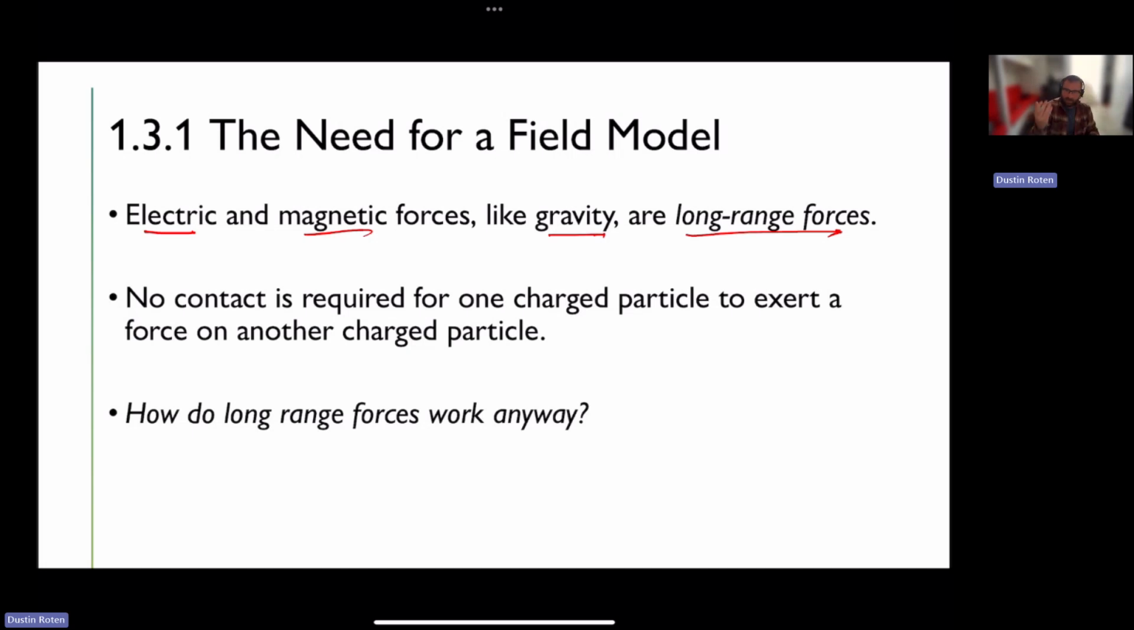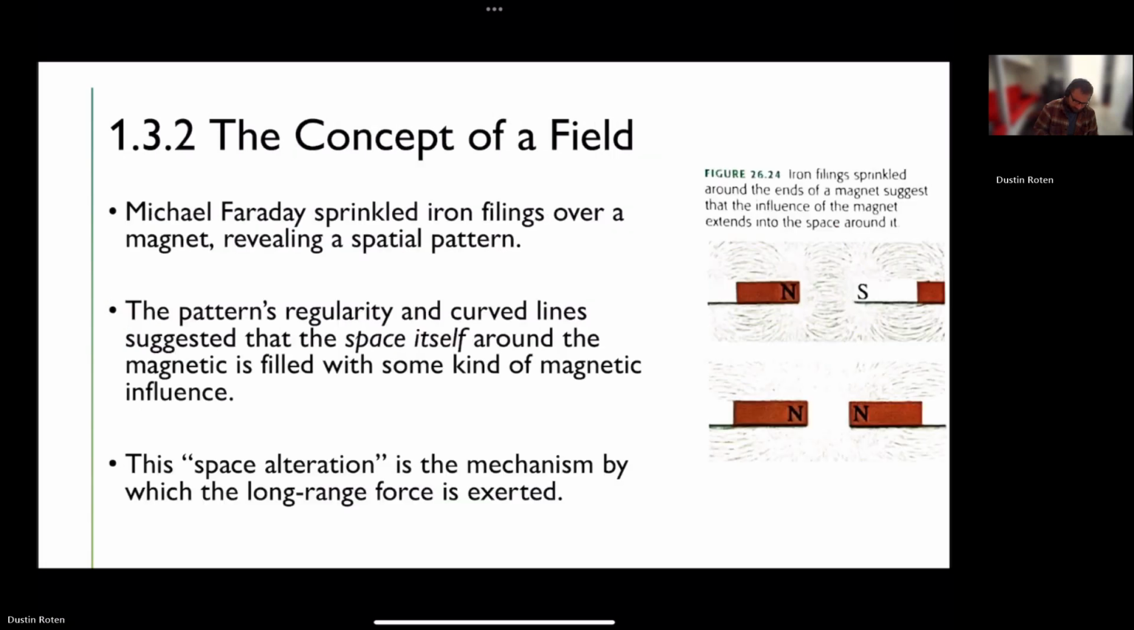In our case, charged particles, no contact is required for them to interact with each other. So that's what makes these long-range forces. There's no actual physical touching, like when we talked about in thermodynamics, where you get an energy transfer through contact, which would be like heating by conduction. This is not the case here for these long-range forces. That leads us to the question of how do these long-range forces work anyways? And that gets us to this concept of a field.